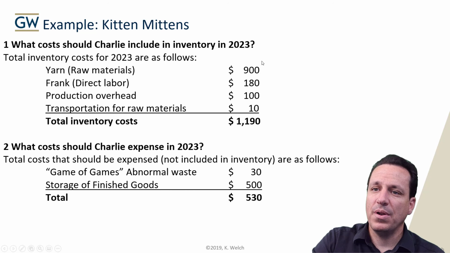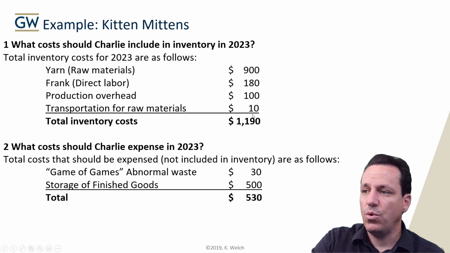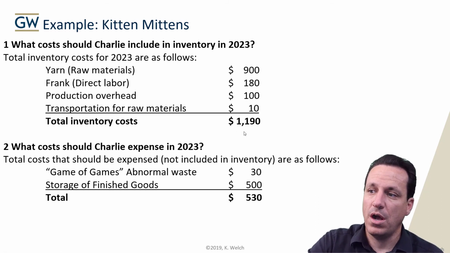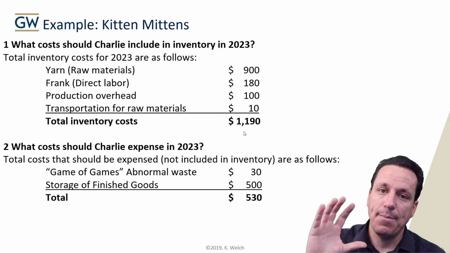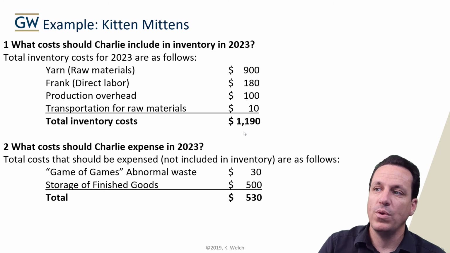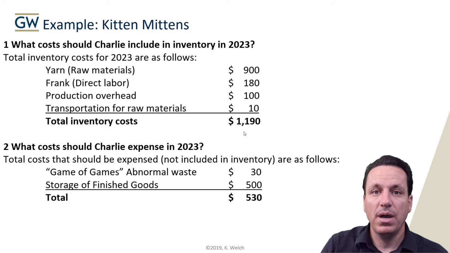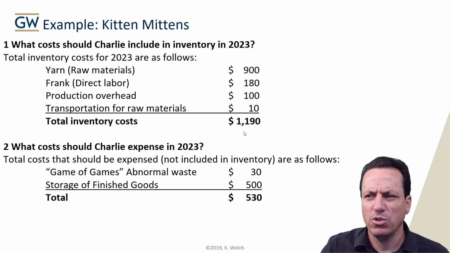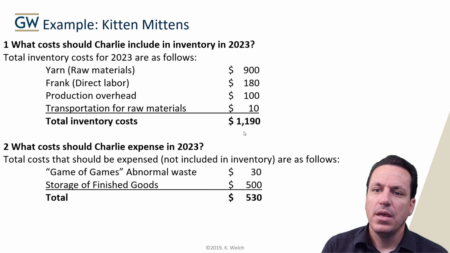So we would capitalize the yarn, Frank's direct labor, the production overhead, and the transportation of raw materials. These would amount to $1,190 in total inventory costs. That's the amount that would be kept on the balance sheet as an asset. We spent the money, but our total balance in assets wouldn't change because we're just transforming assets. We didn't lose the net balance, right?